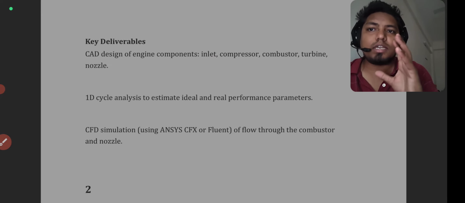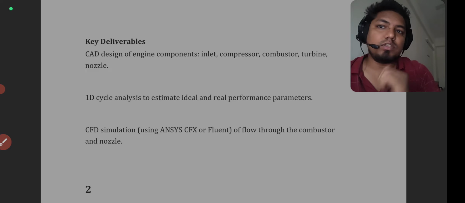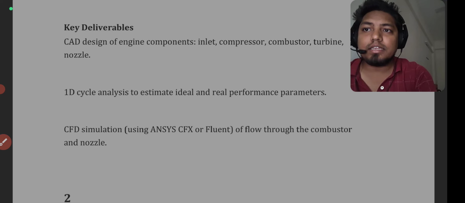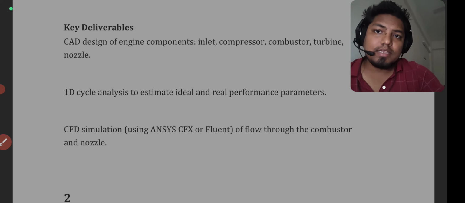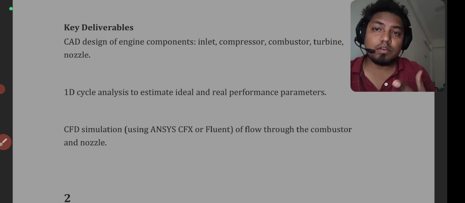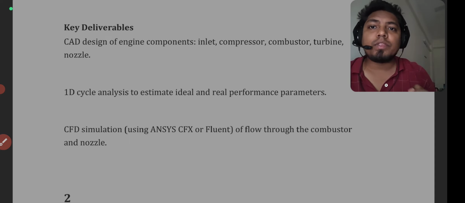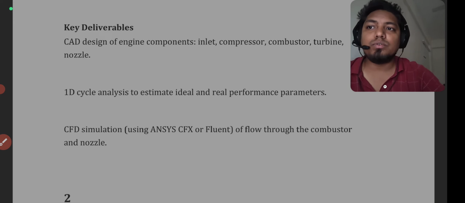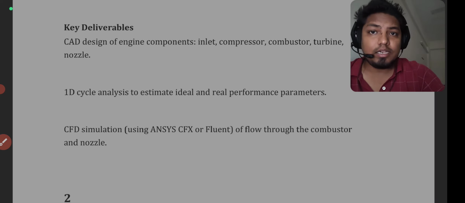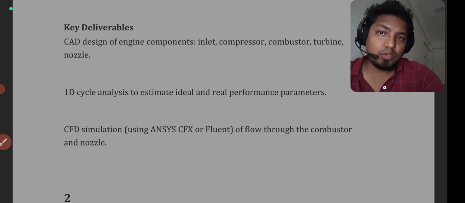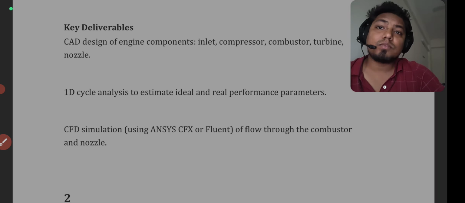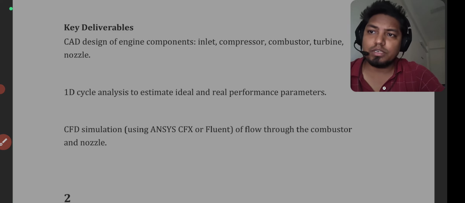Now what are the things you have to do for this project? You have to do CAD design of the entire engine component. When you do CAD design, you will enhance yourself and explore a lot of CAD. You can use some software, I'll tell you about it properly. You have to design components like the inlet, which can be a diffuser. Diffuser is also known as inlet. Then the compressor, the combustor, also known as combustion chamber or burner, then the turbine and nozzle.